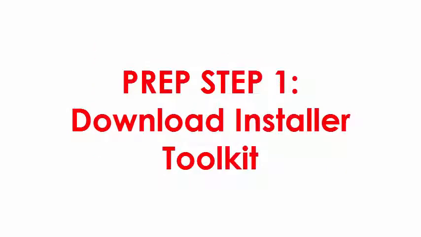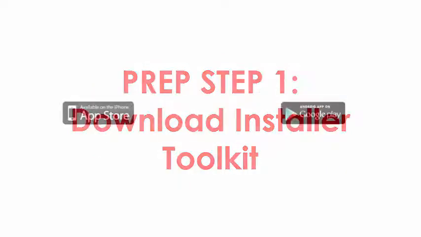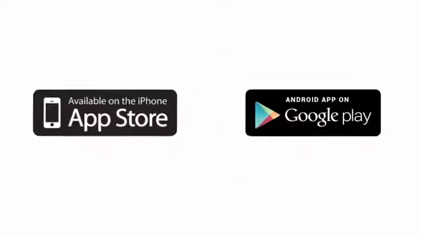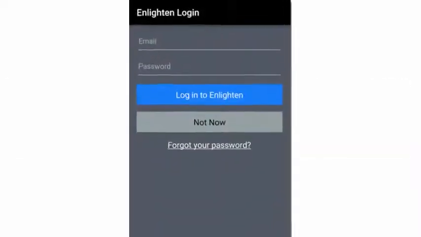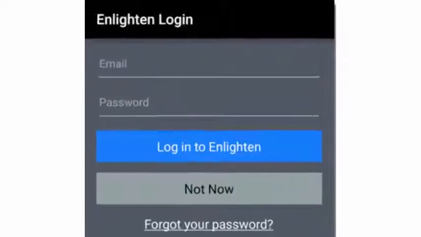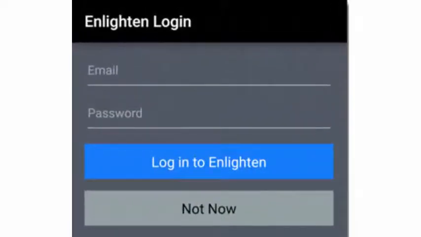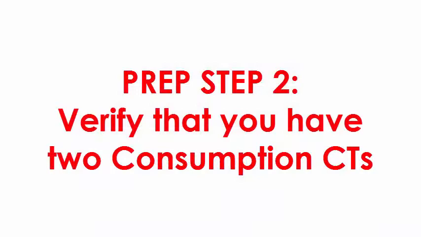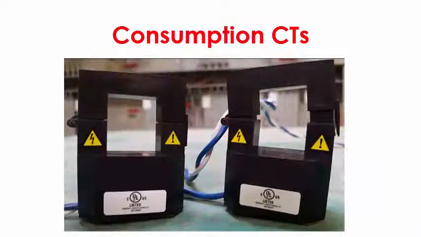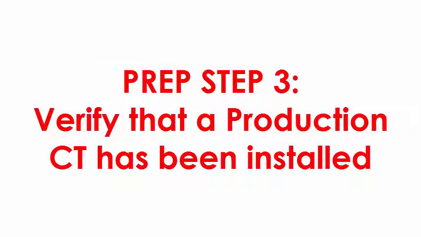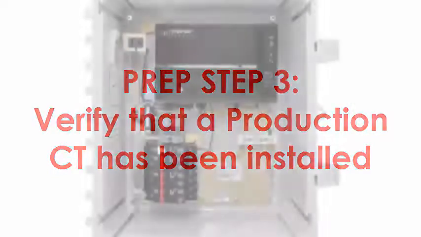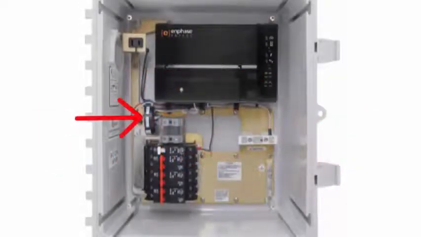Step 1. Download Installer Toolkit. Before you travel to the job site, download the Installer Toolkit mobile app to your iOS or Android device and log in to Installer Toolkit with your Enlighten email account and password. Step 2. Verify that you have 2 consumption CTs. The consumption CTs look like this. Step 3. Verify that a production CT has been installed. If you are using the Enphase AC Combiner box, the production CT has already been installed for you.